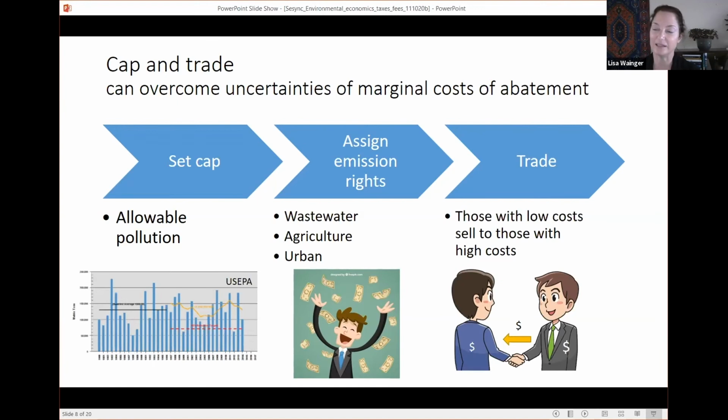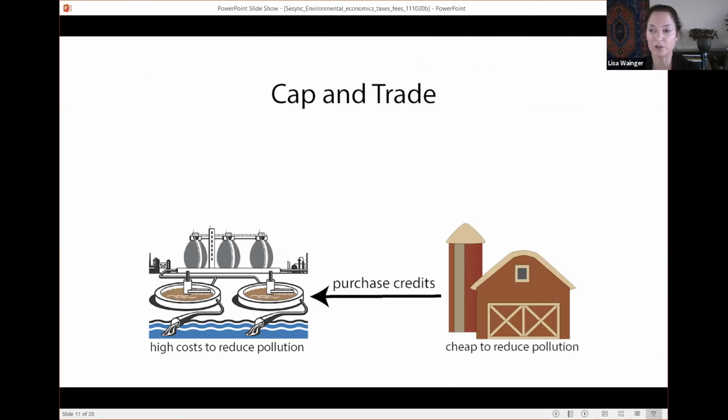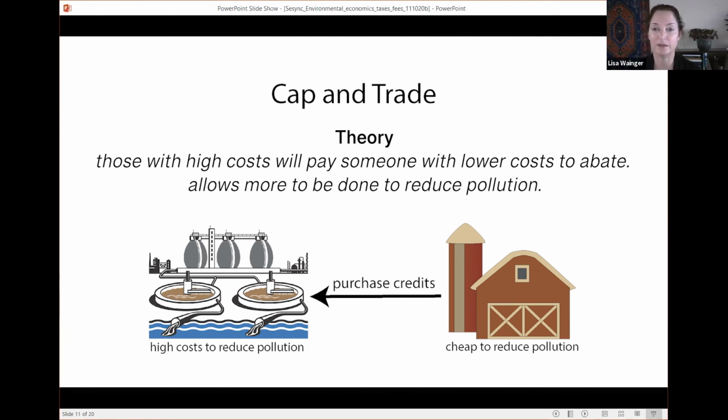The basic idea is those who have high costs, those high up their marginal cost curves, are going to pay someone who has lower costs to do more, because it's going to be cheaper than doing it themselves. And this is efficient in the sense that we're not imposing crazy high costs on one entity. We already talked about how there's a cap in the Chesapeake Bay, a pollution diet. People are trying to find a way to reduce these nutrients and sediments by 20 to 25%. Some states are doing pretty well. Some states are having a harder time. And this is the way trading is theorized to work.